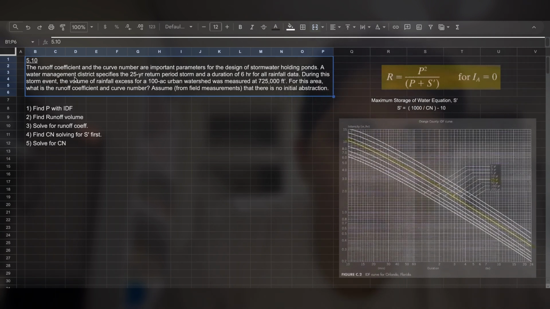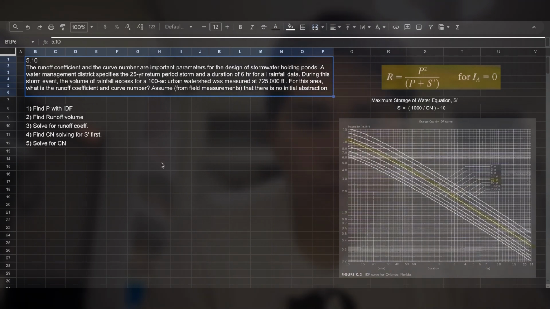It says a water management district specifies the 25-year return period storm and a duration of 6 hours for all rainfall data. During this storm event, the volume of rainfall excess for a 100-acre urban watershed was measured at 725,000 cubic feet. For this area, what is the runoff coefficient and curve number? Assume that there is no initial abstraction.